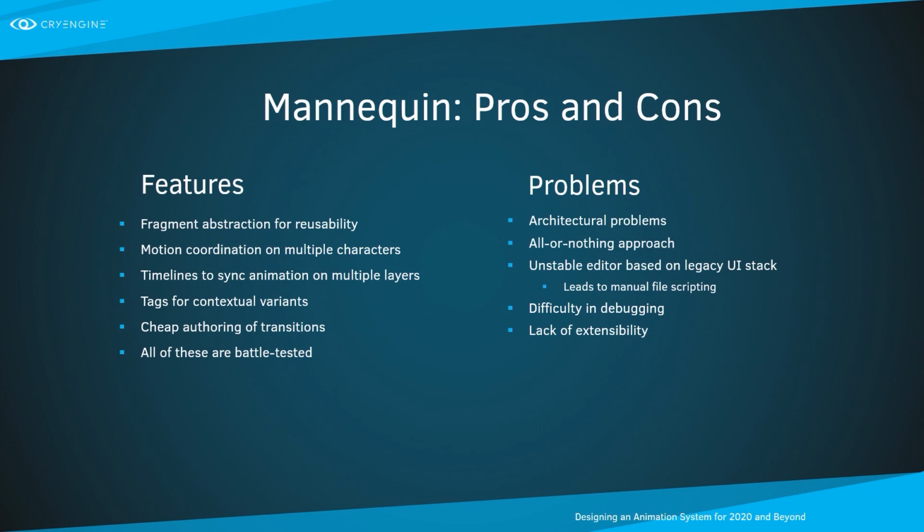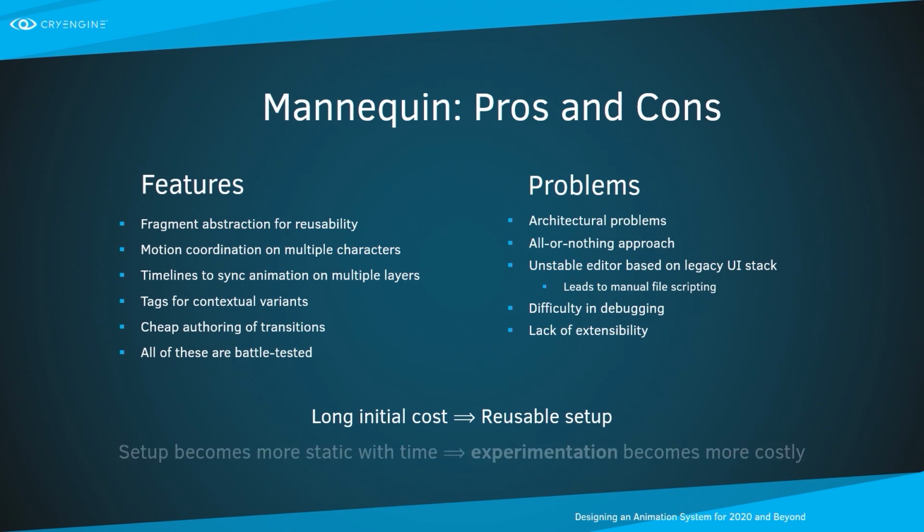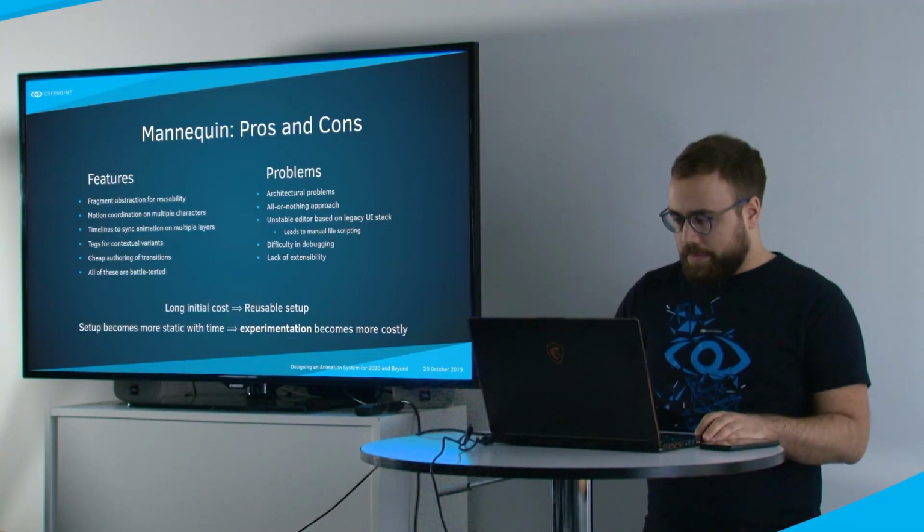So we would like to make sure that in the future, if you want to extend, there are precise dependency injection points in which you can extend the system. So Mannequin was designed with this idea that you have a longer initial cost, but this brings about a reusable setup later on in your development cycle. The problem, though, is that the setup becomes static as you develop it. And so experimenting with the setup tends to become more costly. So you end up with these setups that you don't really want to touch because you don't want to break anything, and you just keep swapping animations in and out of them.